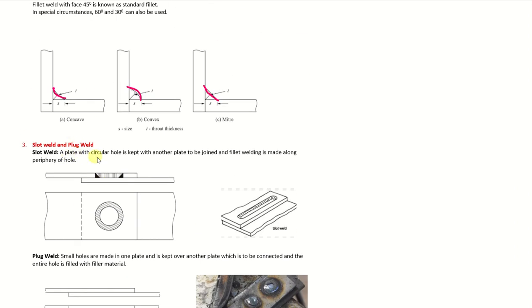So if two plates need to be joined together like this, one hole is made on the one plate, and then that plate is kept on another plate which has to be joined with, and along the circumference, along the periphery, it will be welded. So that is called a slot weld.